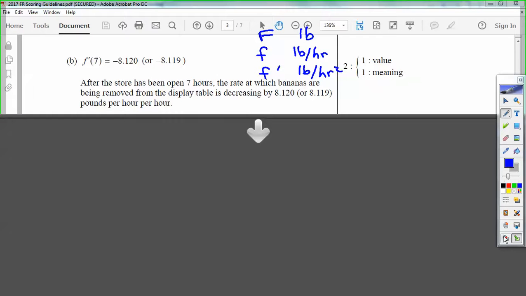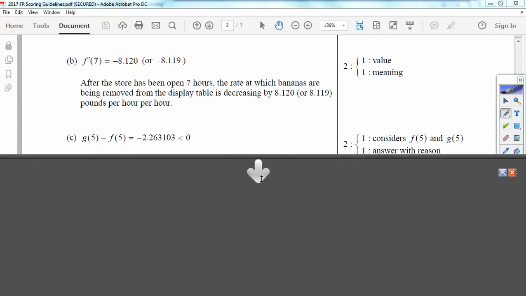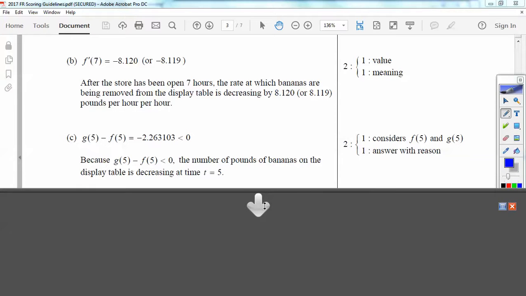Did anybody get anything for part C? Let me ask you this. Did you have to use both F and G? You did. You did, okay? Because here's the thing.